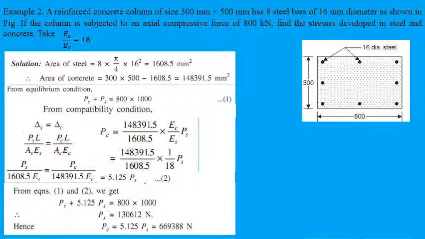Then from equations 1 and 2, we get Ps plus, in place of Pc, we substitute 5.125 Ps, is equal to the total load, 800 kilonewton. Therefore, 800 into 10 power 3. So we got the Ps value, Ps is equal to 130612 Newton. Then to find Pc, substitute the Ps value in equation number 2. After substituting the Ps value in equation number 2, we got Pc equal to 5.125 times Ps.